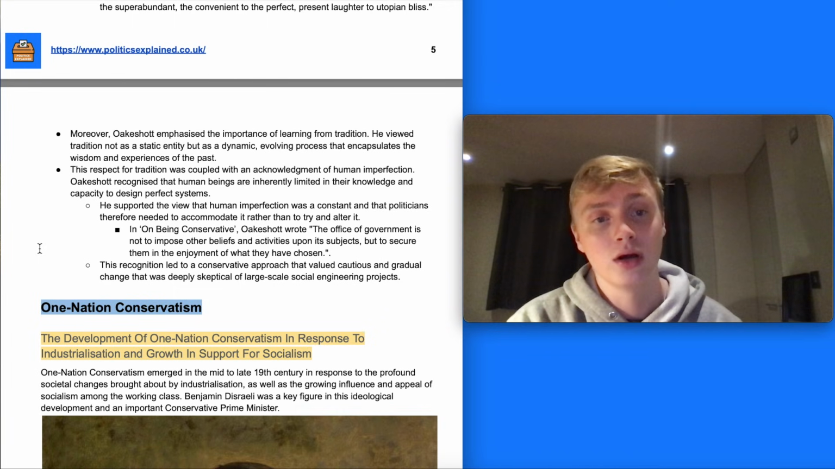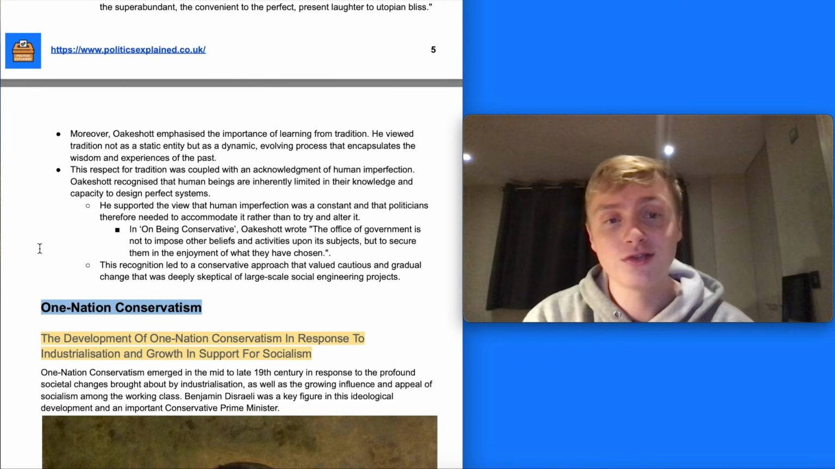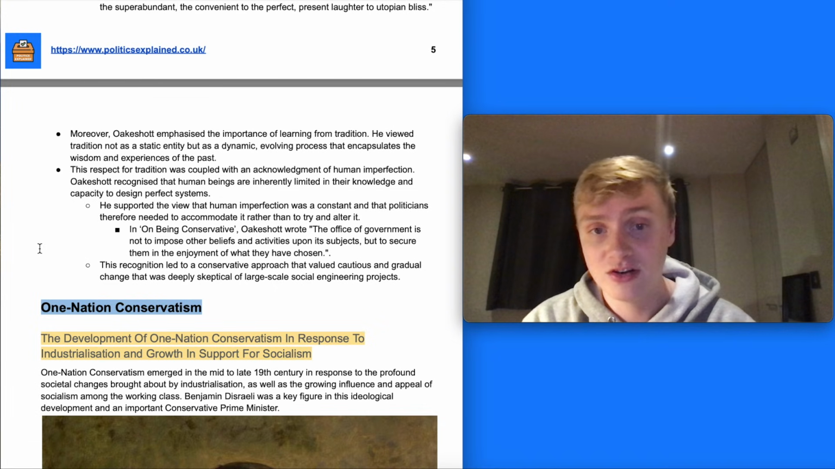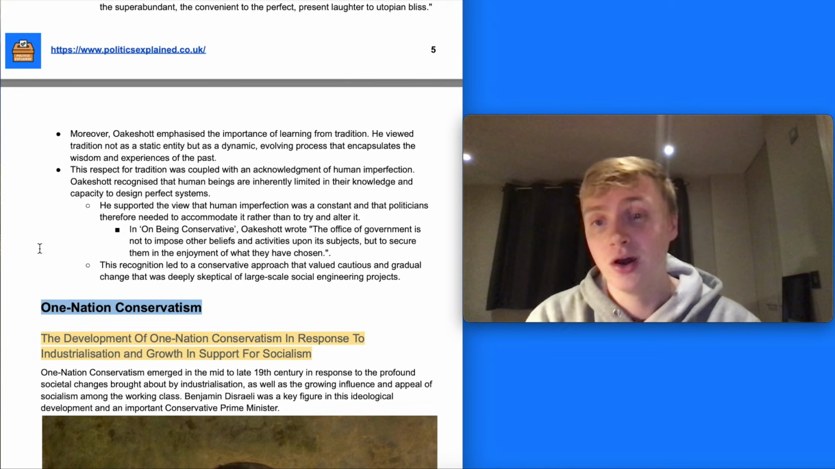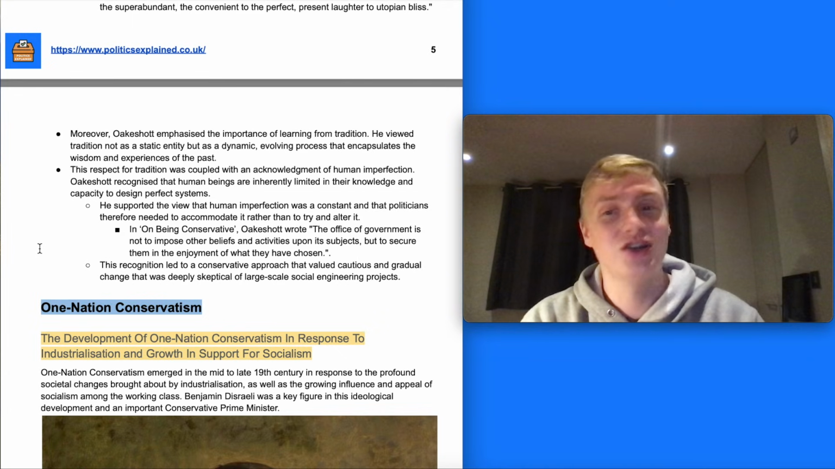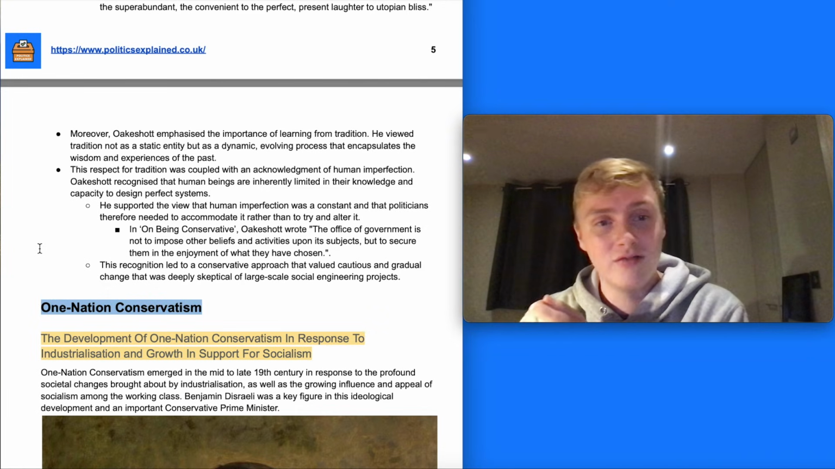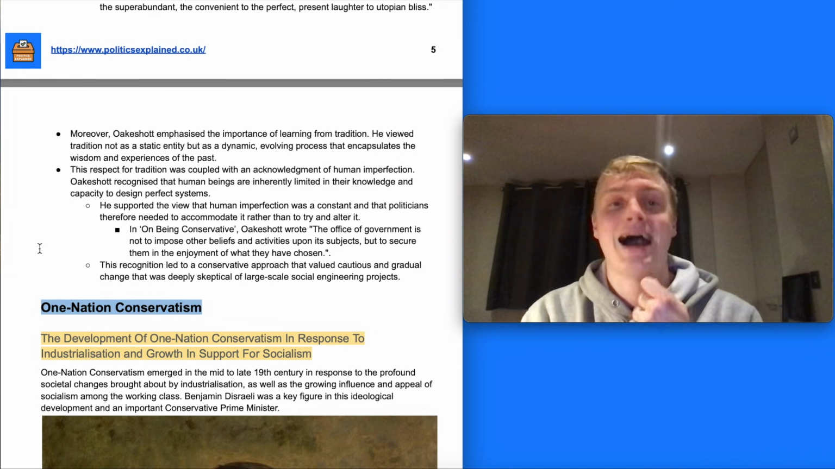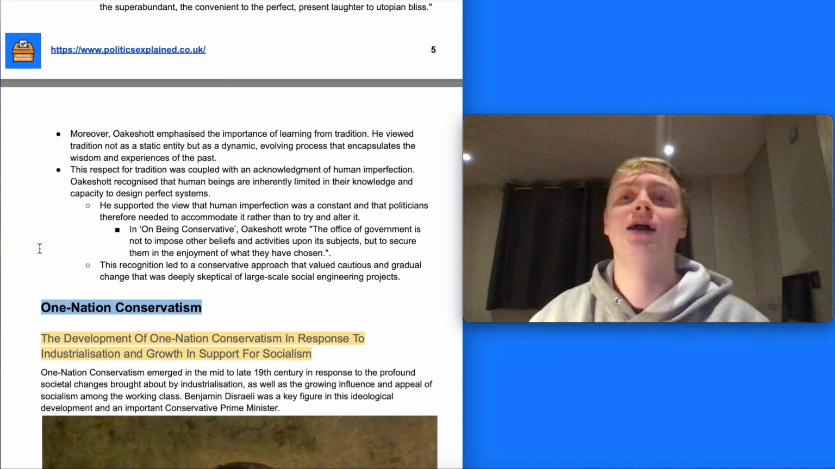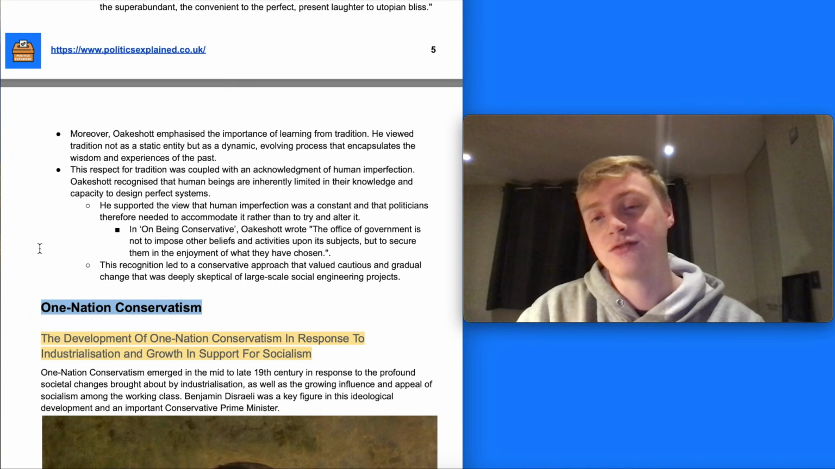And he ultimately wrote in On Being Conservative, the office of government is not to impose other beliefs and activities upon its subjects, but to secure them in the enjoyment of what they have chosen. So you shouldn't try and change people. We shouldn't try and design something perfect. Ultimately, it's also about accommodating human nature as it is. And we'll look a little bit later in the video at his further views on human nature.